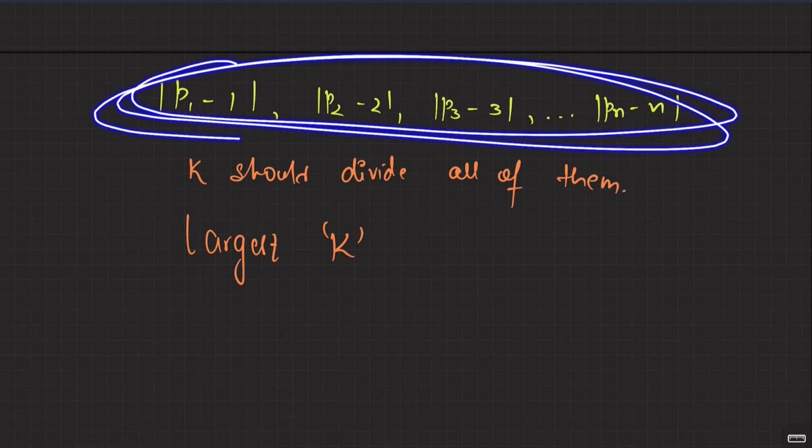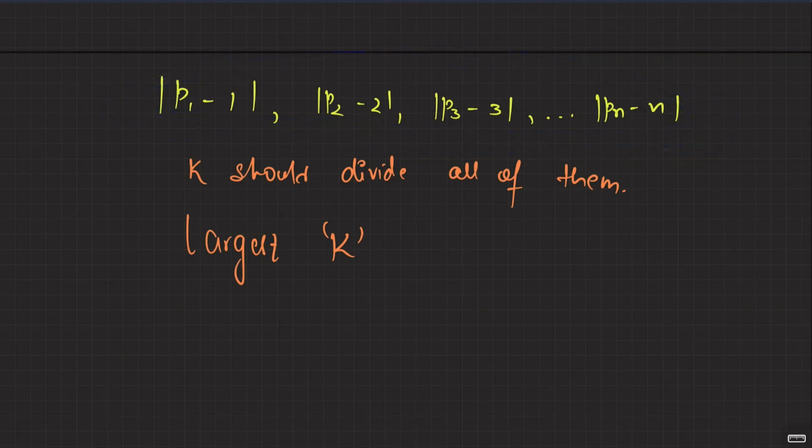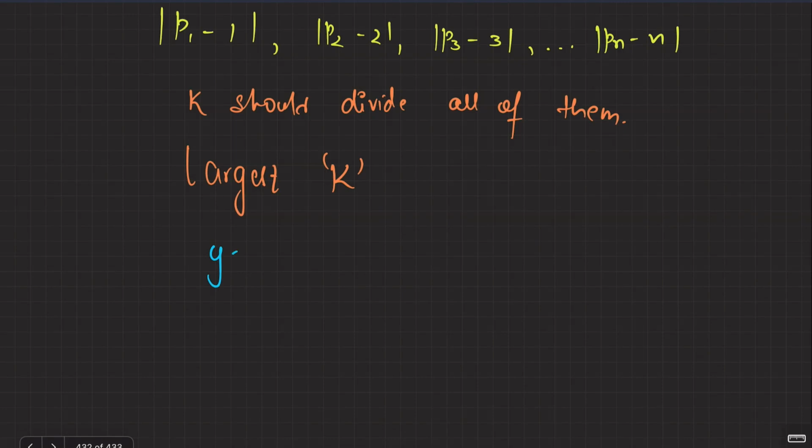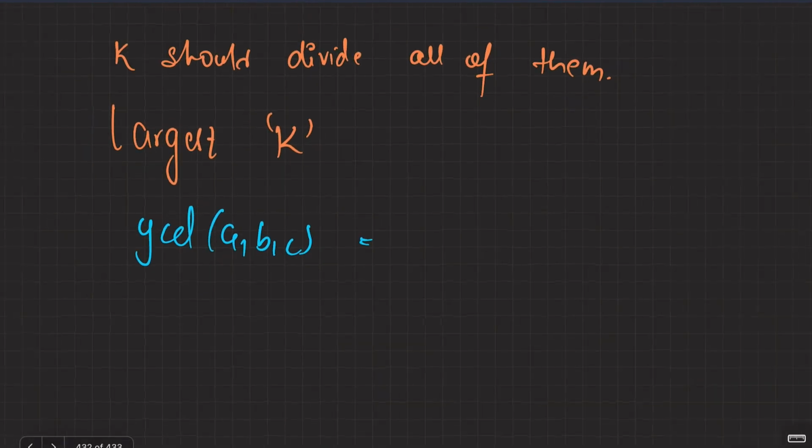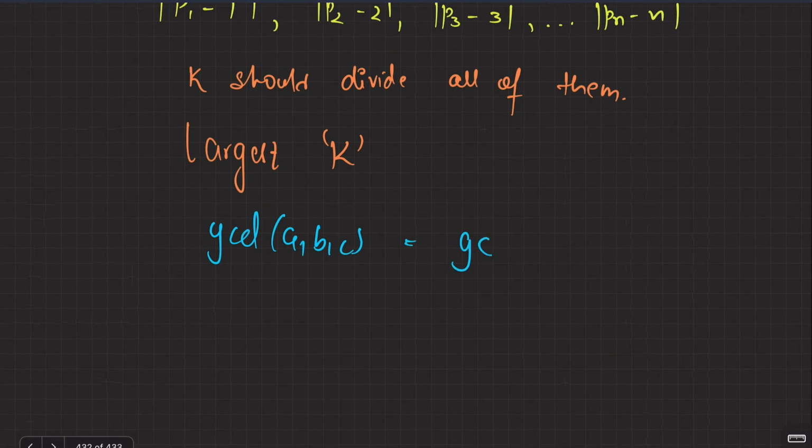That divides all of them? What is the largest k that divides all of them? It's simply the GCD of all of these guys. And if you know the property of GCD, that if you want to calculate GCD of A, B, C, it is the same as GCD of A and B, and then again doing GCD of that and then C.